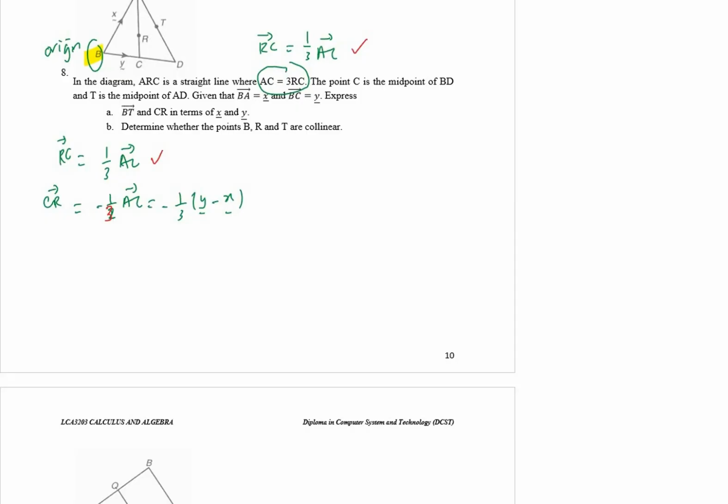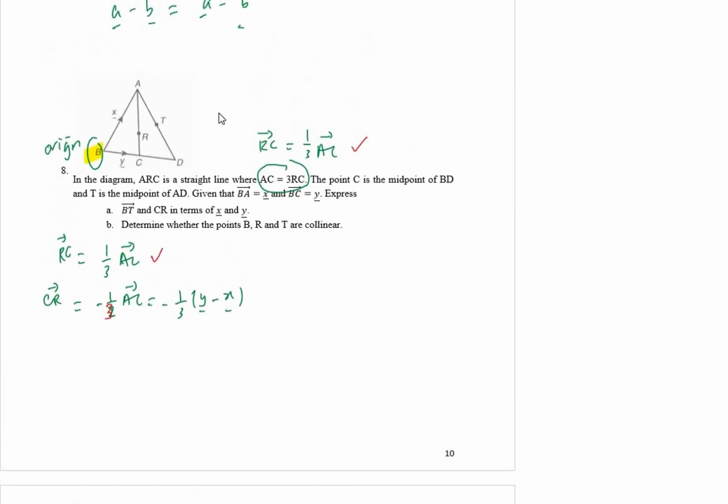Okay, so how do you find AC? AC from the diagram is AB plus BC, right? So negative x plus y. So negative x plus y with the negative 1 over 3. So you have already found CR. Okay.